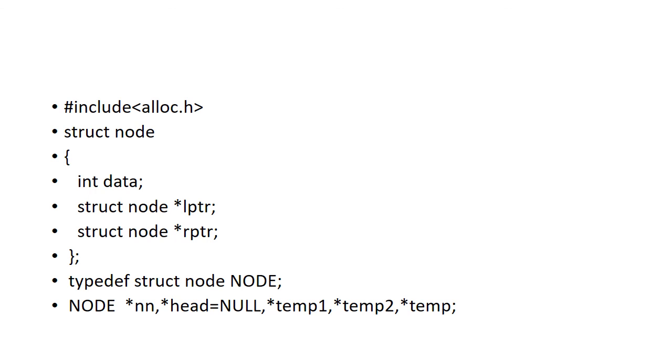Now this is a systematic program which I have included here on doubly linked list. First of all, we have to create a structure which contains three fields: data field, left pointer, right pointer. I am naming it struct node, and this node will act as a new data type which is used for defining my own variables like new node, head, temp1, temp2, temp.